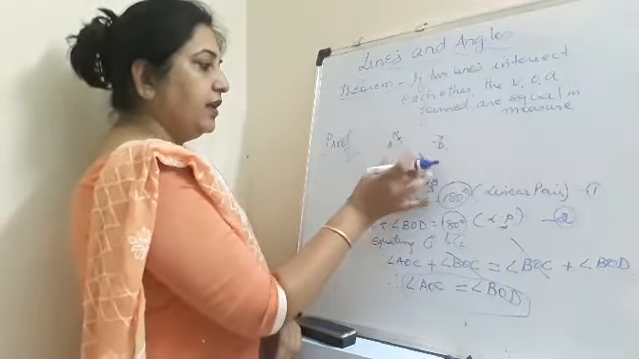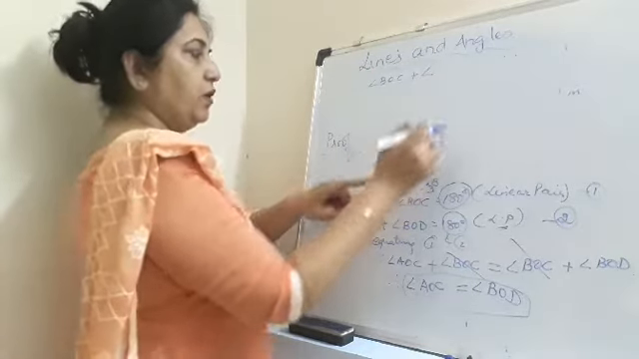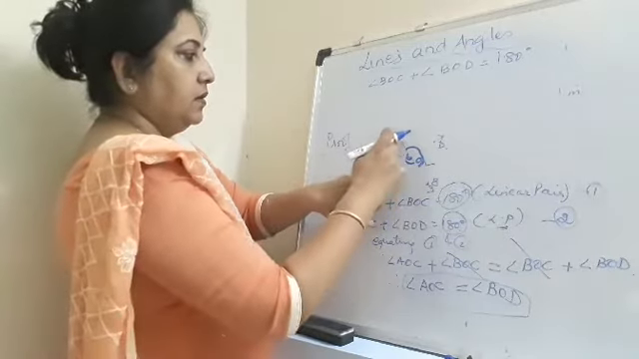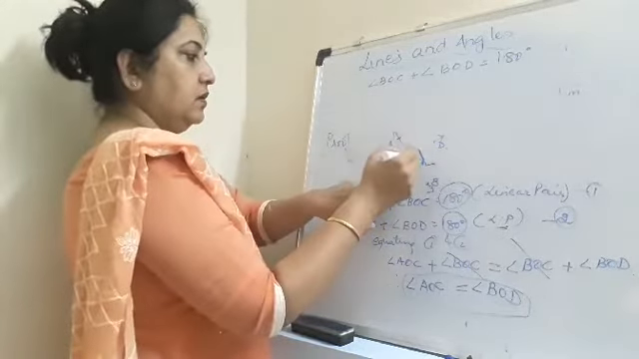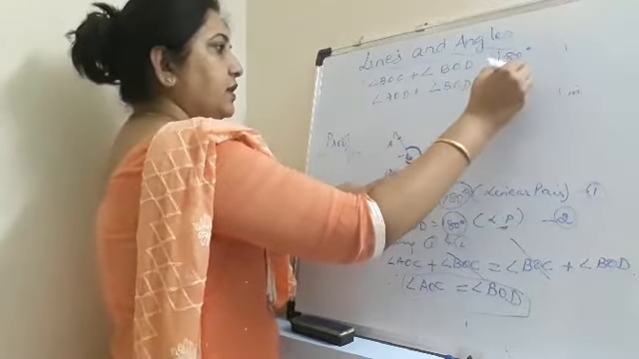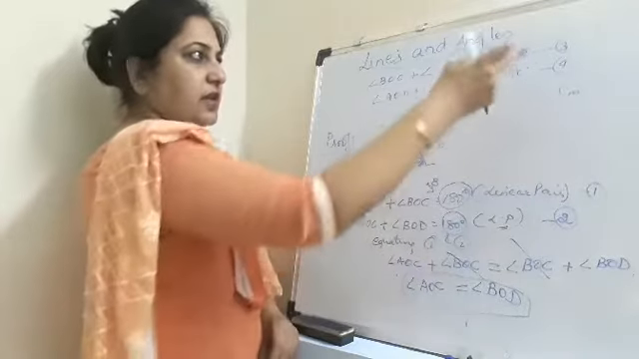We'll take BOC, right? Angle BOC plus angle BOD is equal to 180 degree, right? Then we'll take which one? This one, AOD plus BOD equals to 180 degree. Again 3 and 4. Since we have taken this as 1 and 2, this I'll take as 3 and 4.